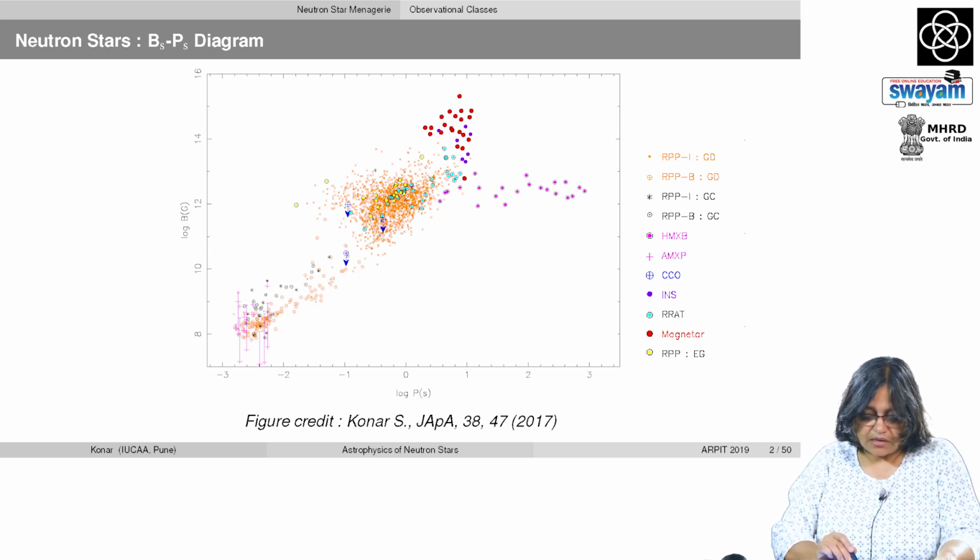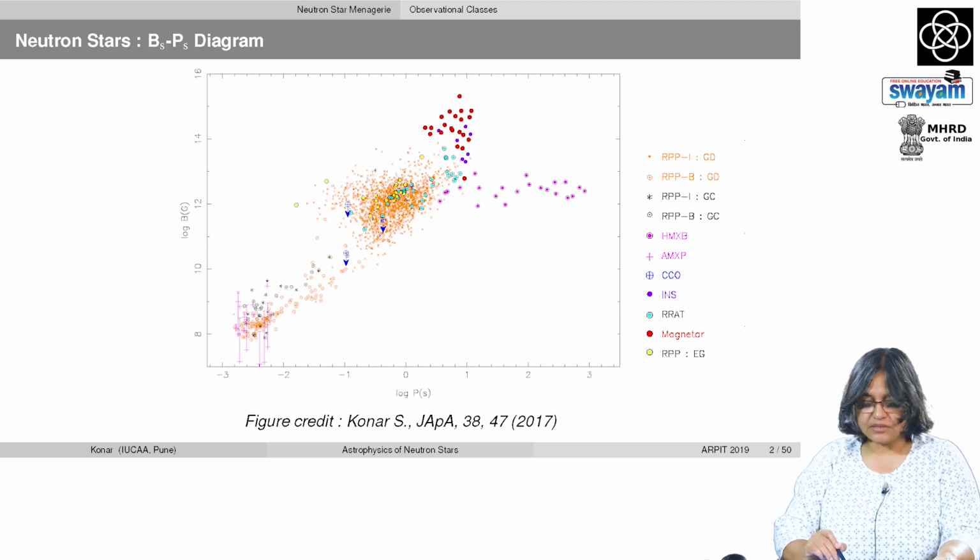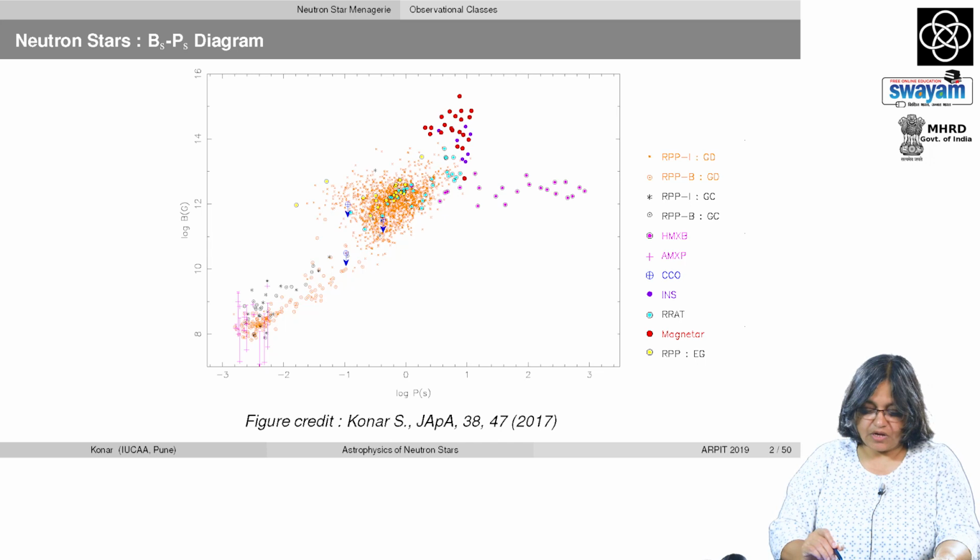Then we have the CCOs. These are very few objects, the CCOs, or central compact objects, about which we have discussed in an earlier lecture. They are neutron stars sitting in the center of a recently exploded supernova, and the magnetic fields only have an upper limit estimate, and therefore these arrows signify that.